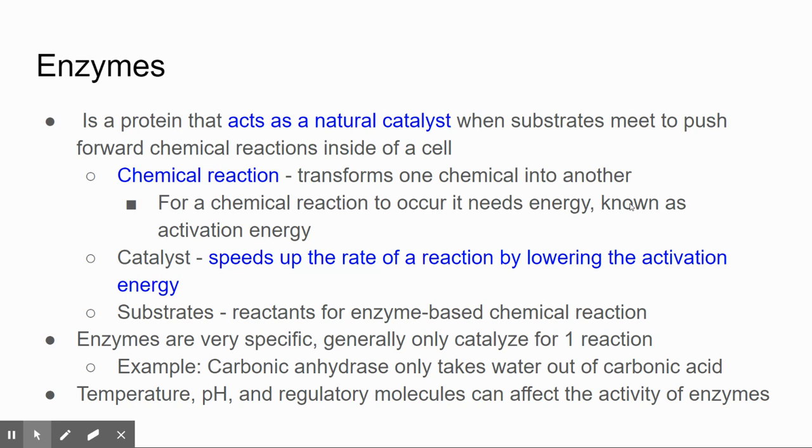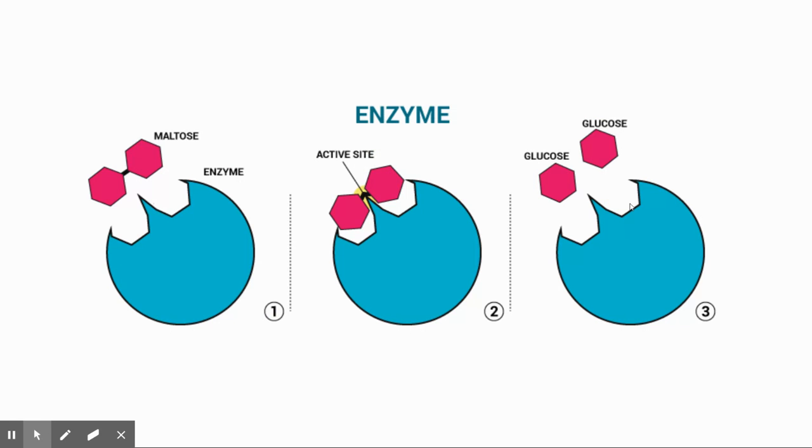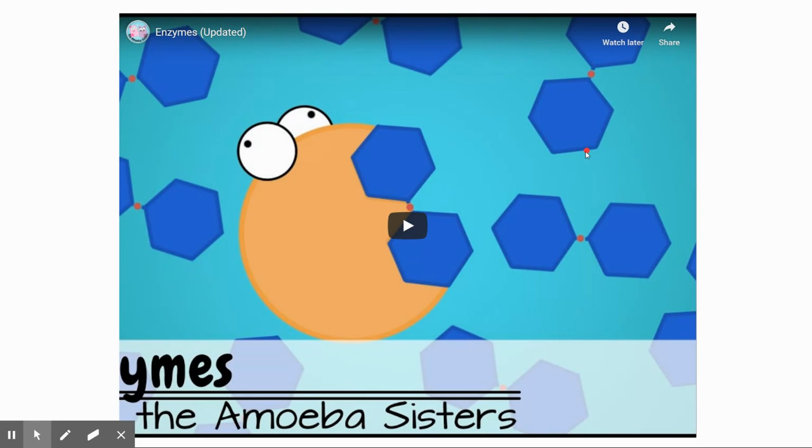They help us control temperature, pH, and regulatory molecules that can affect the activity. So as soon as we change our temperature within our body, our pH within our body, it can affect the activity of our enzymes. So with our enzymes, as you can see, they have their substrate, they come in, they have an active site where it catalyzes it, and it can break it apart. So this is a video you guys can go back on your own, watch a little more about enzymes, see this process in action.